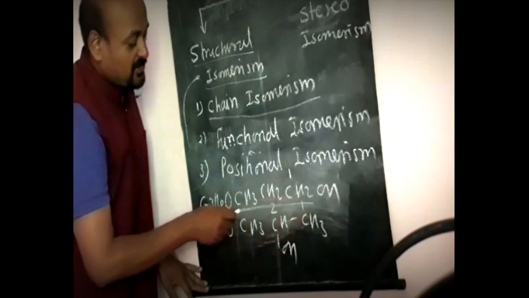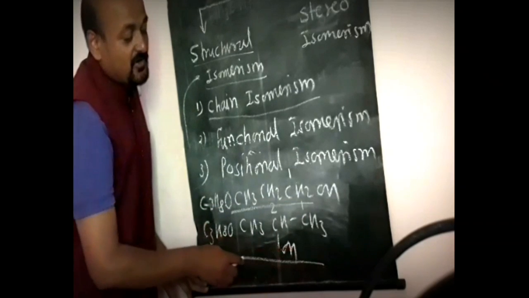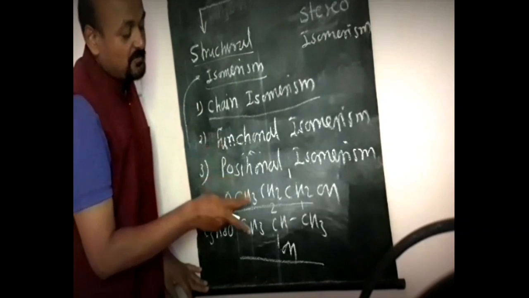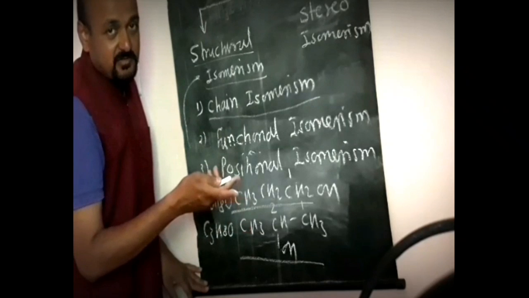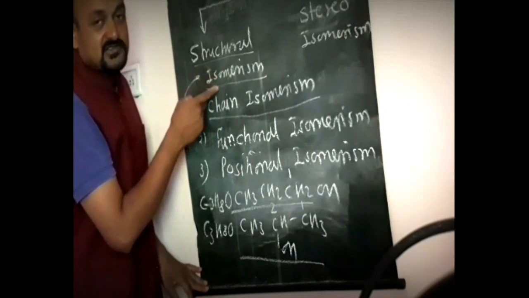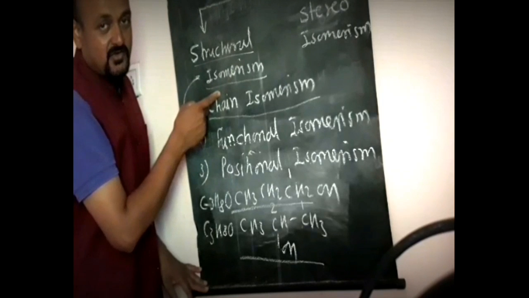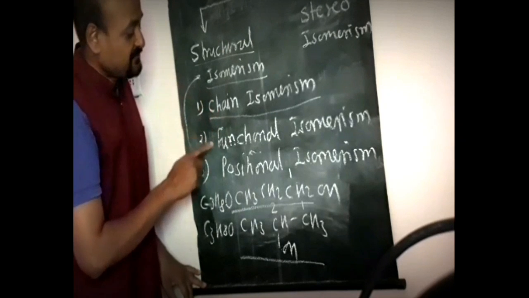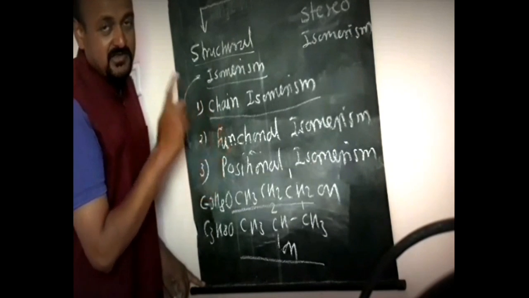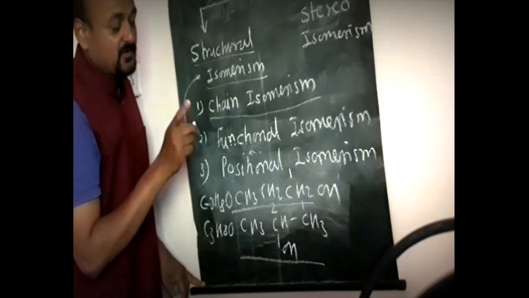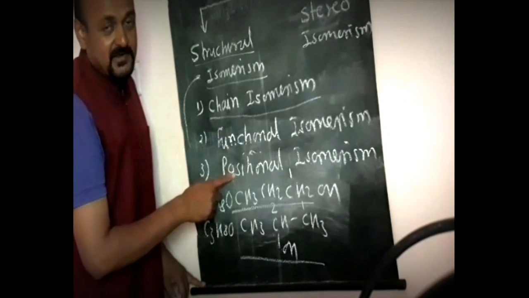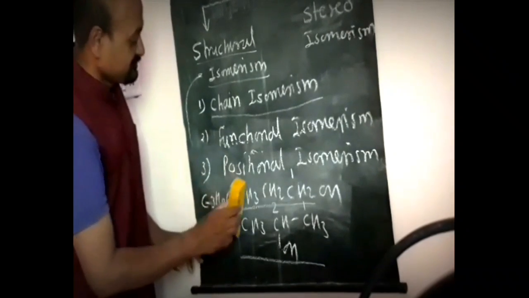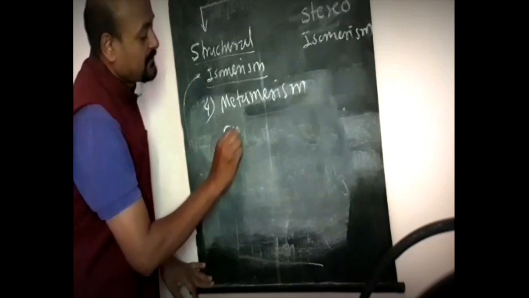If you write the structural formula of 1-propanol and the structural formula of 2-propanol, then you will observe a change, isn't it? That means these two compounds have the same molecular formula but different structural formulas. That's why these are structural isomers. Okay, so in this way, chain isomers, that means different chains. Functional isomers, that means compounds having the same molecular formula but different functional group. And positional isomerism is nothing but compounds having the same molecular formula but different position of the functional group. This is metamerism, as you know.